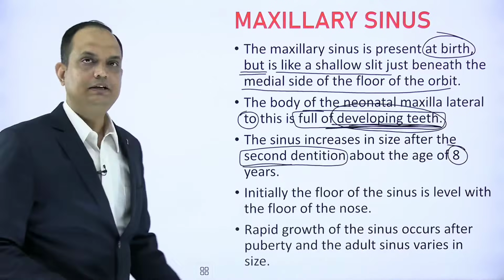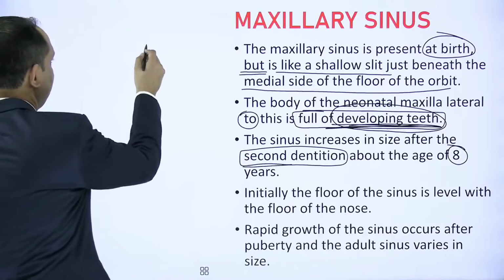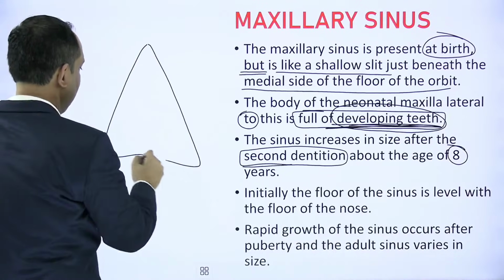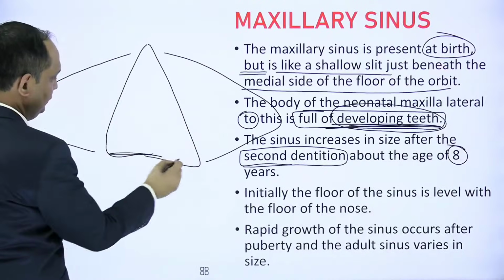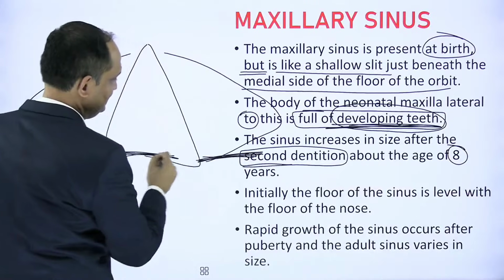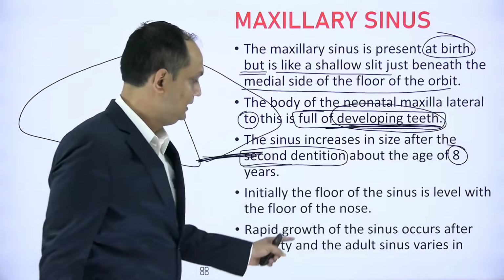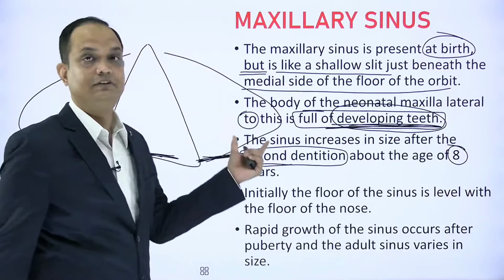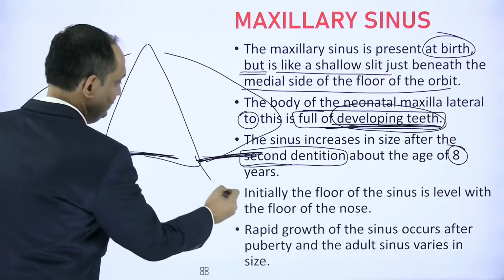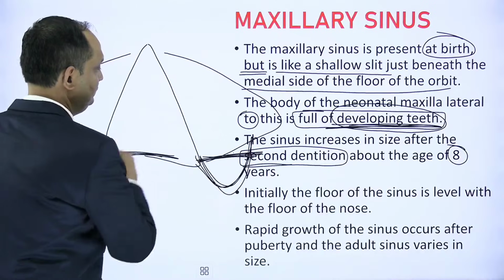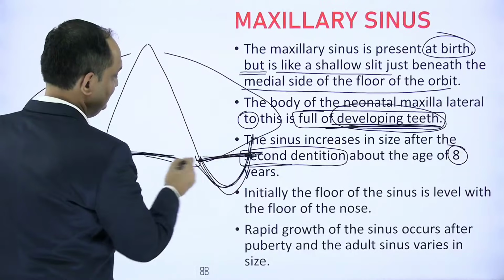Initially, the floor of the sinus is level with the floor of the nose. What does it mean? When you see the nose and its lateral wall, there are the two maxillary sinuses. Initially the floor of the nose and the floor of the maxillary sinus are at the same level, but rapid growth of the sinus occurs after puberty, and because of this the size changes, and in adults the floor of the sinus goes down.